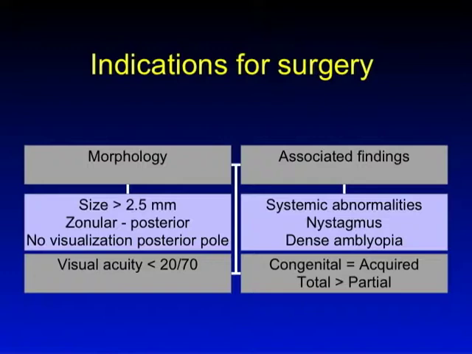Cataracts that are larger than 2.5 millimeters and cataracts that are posterior usually compromise the vision more. Those that are smaller or anterior usually don't. If you can measure the visual acuity, of course, if you have amblyopia, and if the visual acuity is worse than 20/70, you should consider doing surgery.